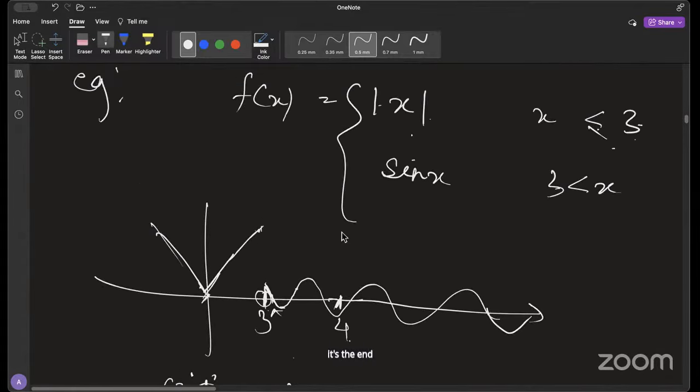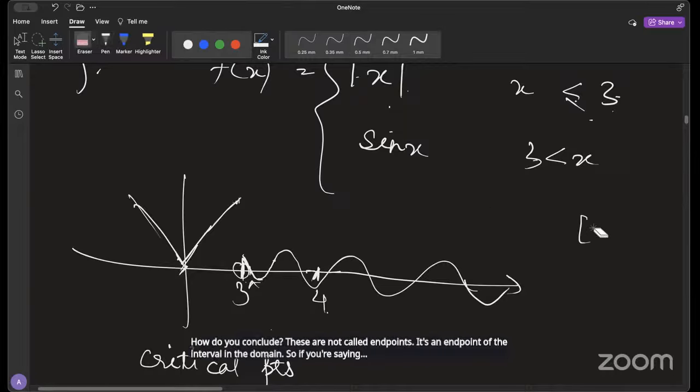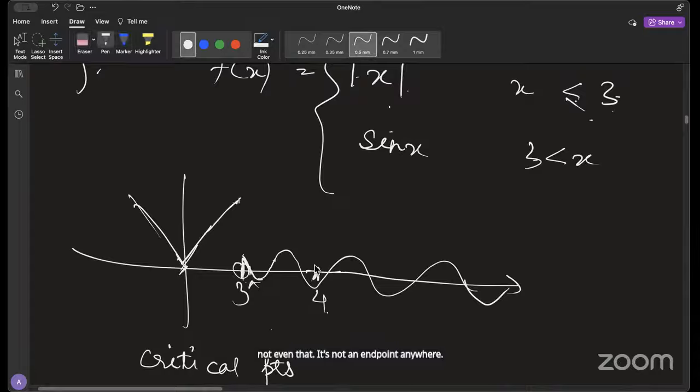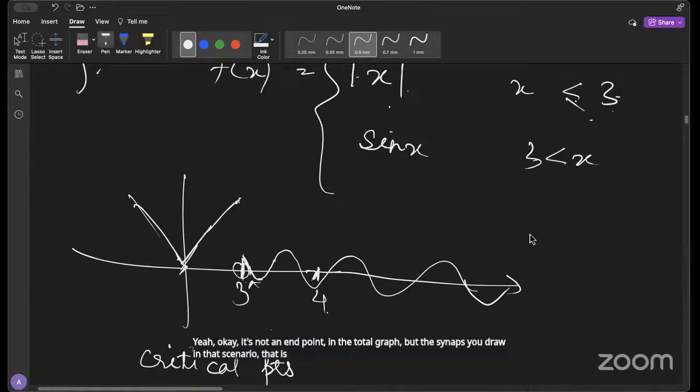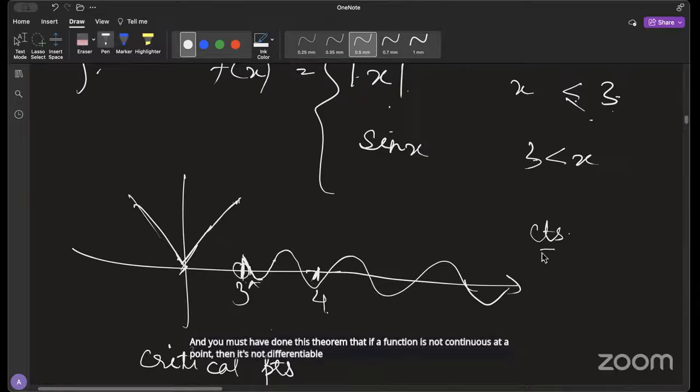It's the end point, but if you have to give an absolute reason, you can just say that this is not an end. How do you conclude? These are not called endpoints. It's an endpoint of the interval in the domain. It's not an endpoint in the total graph, but for the sin x you draw in that scenario, it is the endpoint. The main reason is it's not continuous here. And you must have done this theorem that if a function is not continuous at a point, then it's not differentiable at that point either, right?